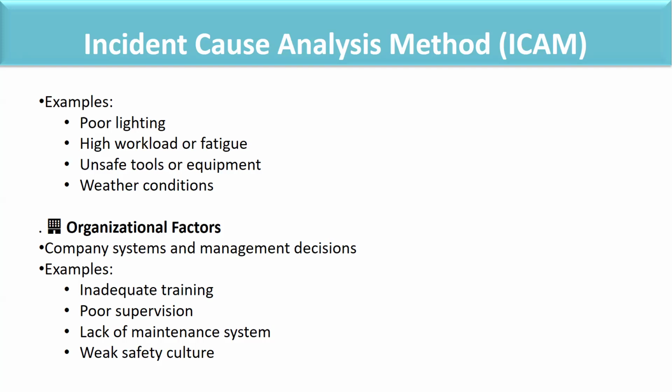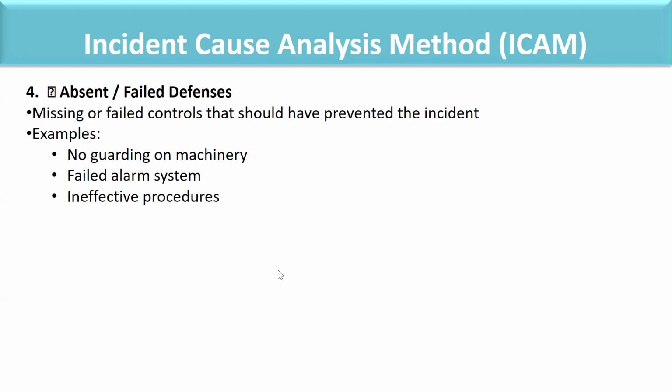Poor supervision. Sometimes we have everything, but the supervision is poor. So in this case, we will fail. Lack of maintenance system. Like we have the machinery, everything. We have the power tools, but the guard is missing. We do not maintain the guard, so no use. Now, weak safety culture. In the organization, they do not consider safety as a value. They do not give this value.